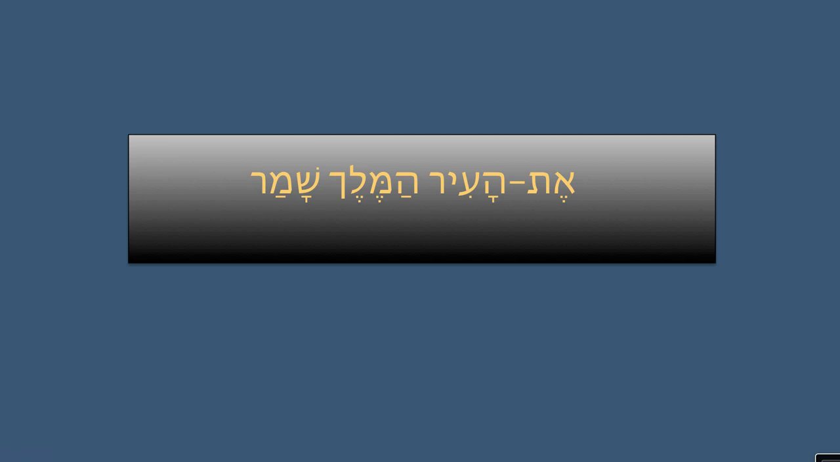And so you can have a sentence that looks like this. Et ha'ir hamelech shamar. In this case, et ha'ir, although it begins the sentence, is still the object because we have the et marker telling us it's the object. And hamelech is still the subject. So although the word order has changed, the meaning is the same. It simply may be that by putting ha'ir at the beginning, the focus is on what the king is guarding. But we would still translate this as the king guarded the city.